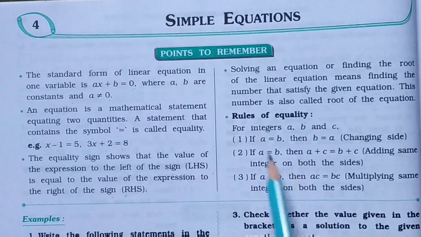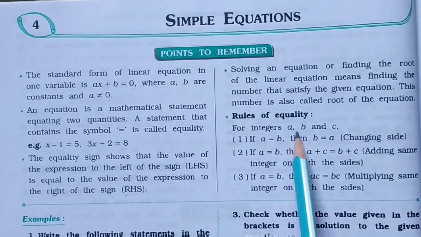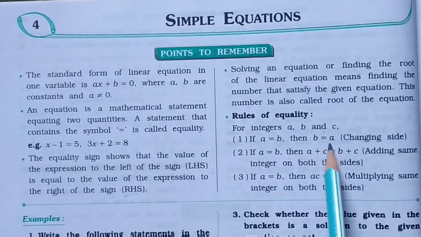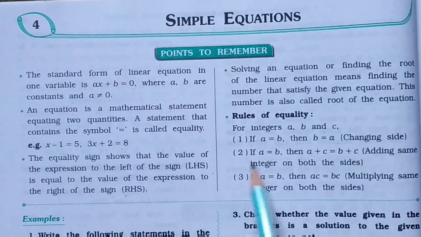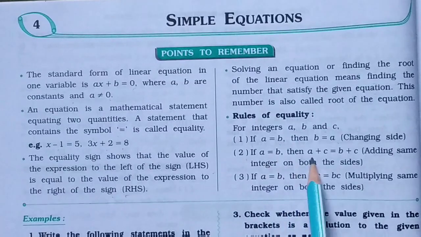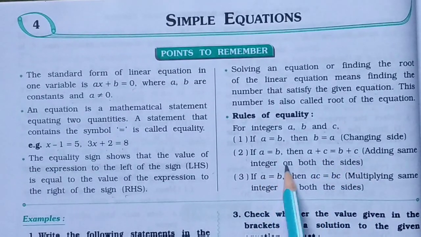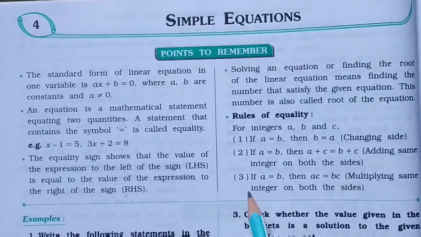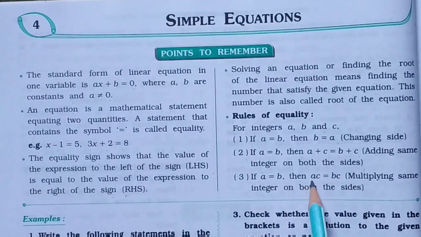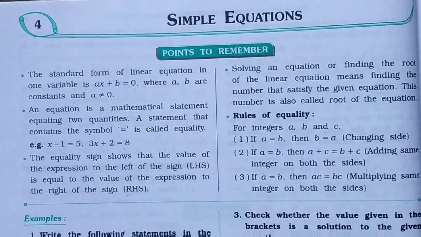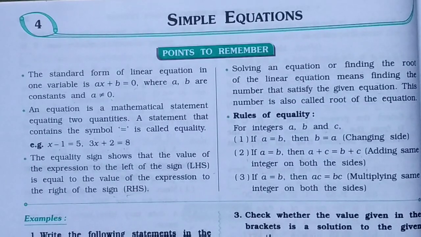The rules of equality for integers a, b and c. 1. If a is equal to b, then b is equal to a, changing sides. And if a is equal to b, then a plus c is equal to b plus c, adding the same integer on both sides. And if a is equal to b, then ac is equal to bc, multiplying the same integer on both sides. So the main points are completed.